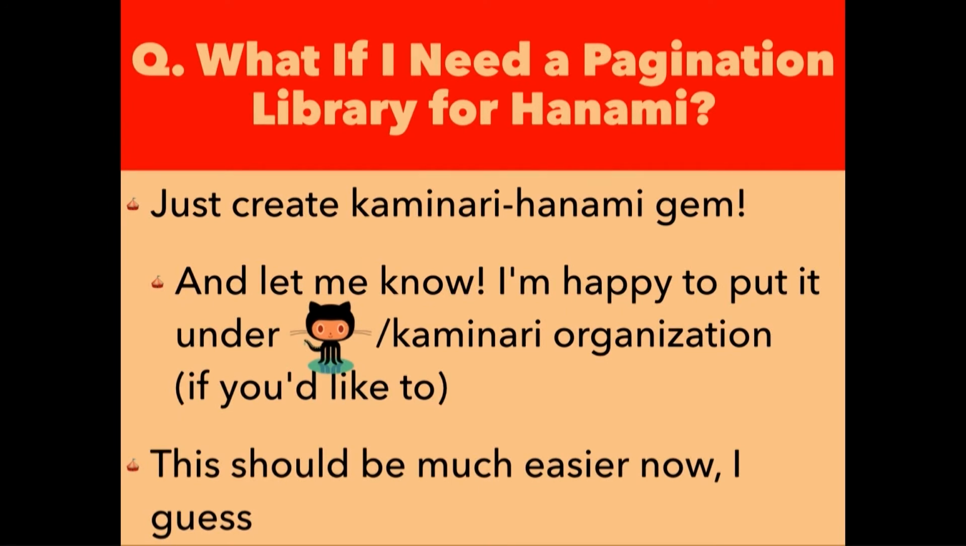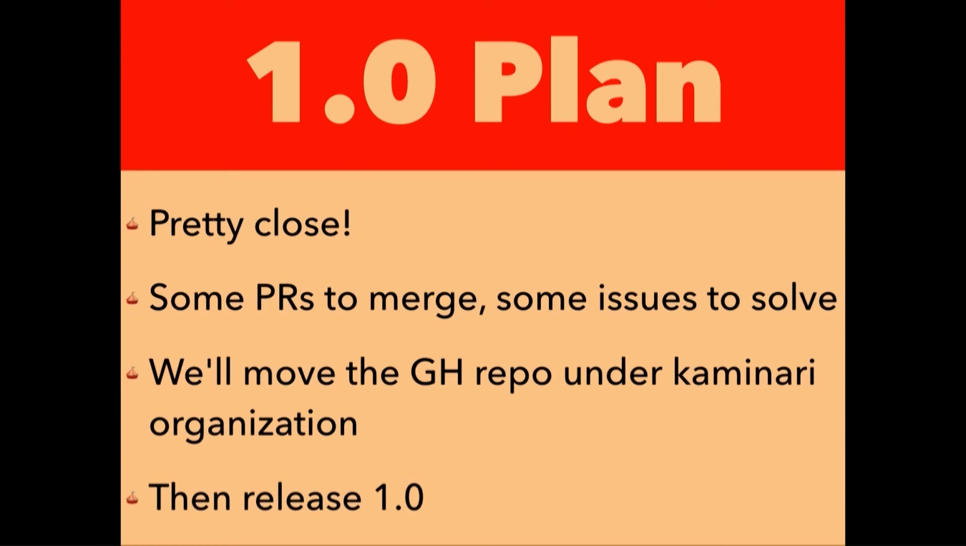And today I got a question from someone. What if I need a pagination library for other frameworks that Kaminari doesn't support now, like Hanami? So it's a lot easier now. Just create a Kaminari-Hanami gem. I mean, just an adapter. And if you've done it, please let me know. I'm happy to put it under the Kaminari organization, and I'm happy to add you to the Kaminari team. So please do this. So this is about Kaminari 1.0. It's coming soon, and right before the 1.0 release, I think I'm going to move the repository from my account to the organization, then release 1.0.